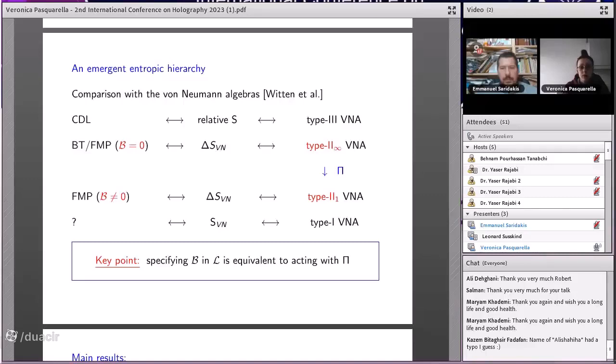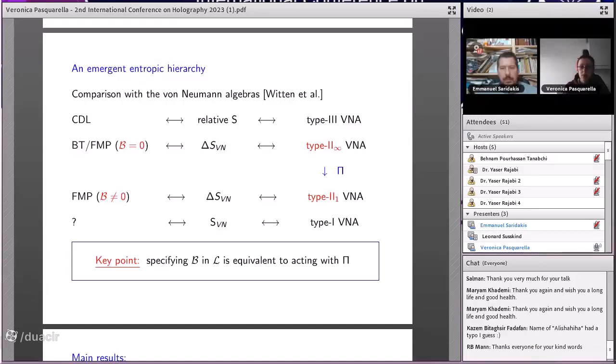Then for the case of Brown-Teitelboim and FMP without a black hole, the total action is given by the difference of von Neumann entropies, and this is mapped to a type 2 infinity von Neumann algebra, where you still have infinite entropy. But in fact, as we showed, in this case, if you take the flat limit, the total action still diverges, just as in the type 2 infinity von Neumann algebra, there are states that have infinite entropy.